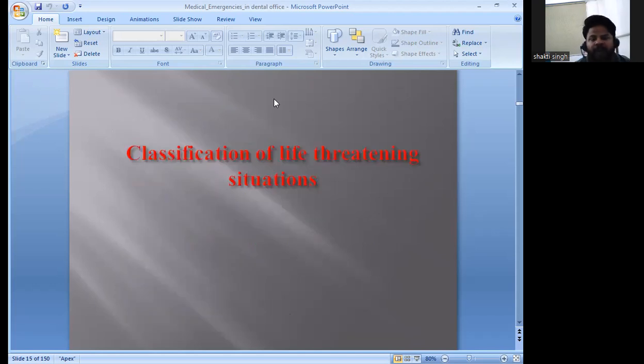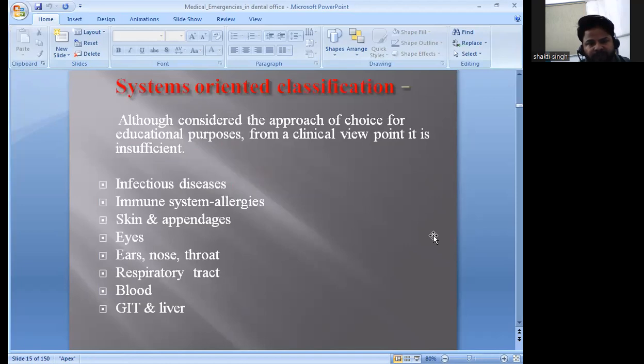Moving forward, classification of life-threatening situations. Basically, there are different classifications given for that. But first we see the classification that is systems-oriented classification, in which it is classified into infectious disease, then immune system allergies, skin and appendages, eyes, ear, nose, throat, respiratory tract, blood, GIT, and liver.